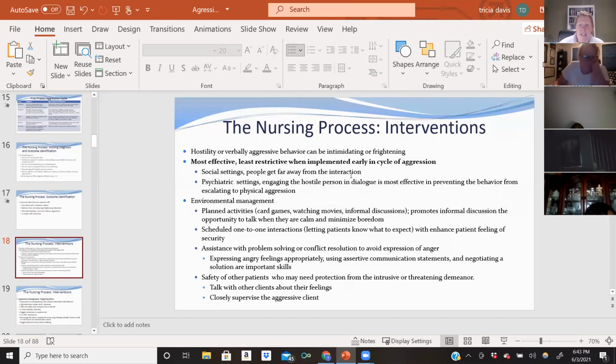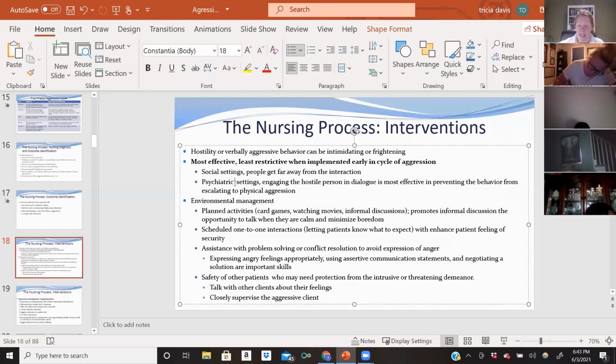In psychiatric settings, engaging the hostile patient in dialogue is usually the most effective in preventing the behavior from escalating to physical aggression. So we want to recognize what's happening, and then we want to be able to talk to them. We want to call them out on their behavior in a respectful way and try to talk them down off the ledge and really find out what's going on.